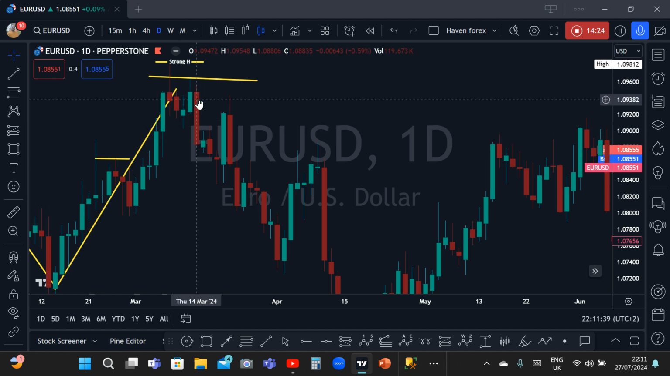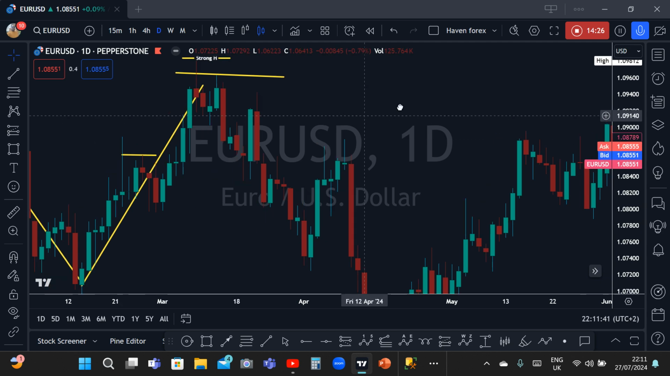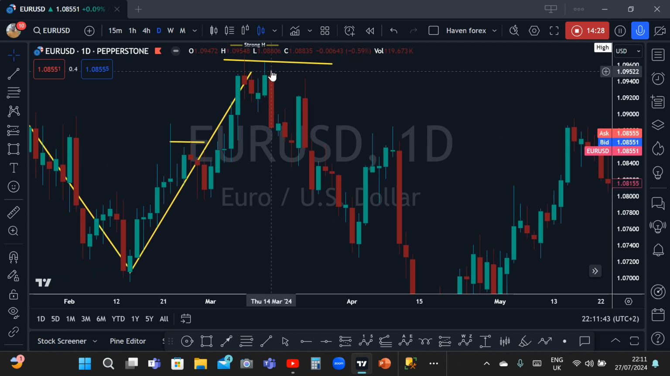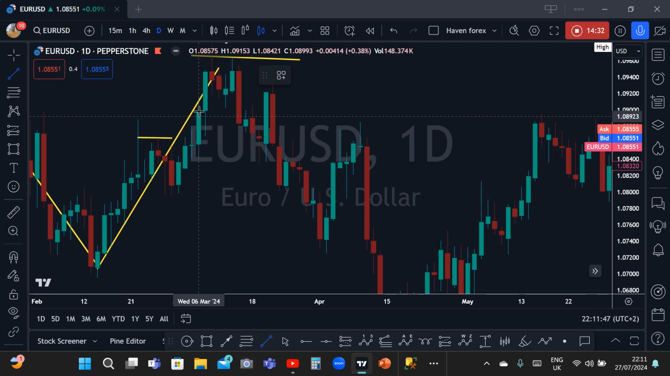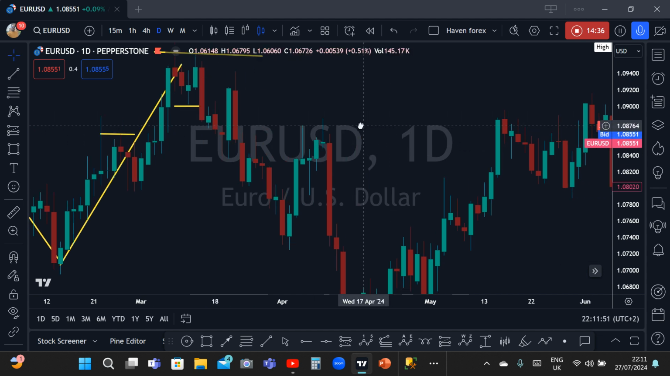Bearish engulfing candle. That is it. Now, this bearish engulfing candle, what it did now is it broke this structure down. It broke this structure down. This is where you see it broke this structure down. It came down up to this point.